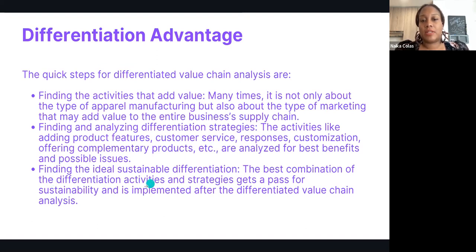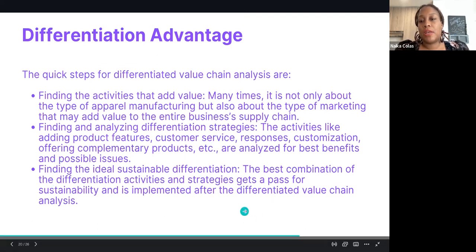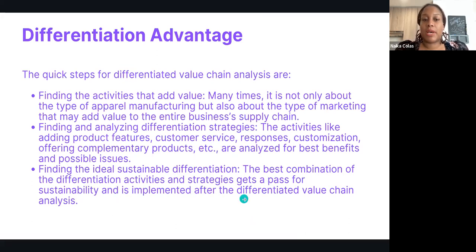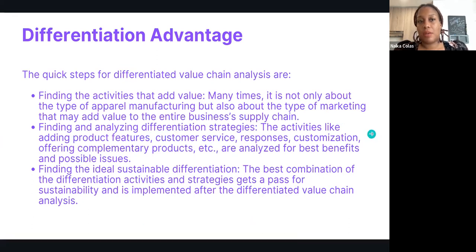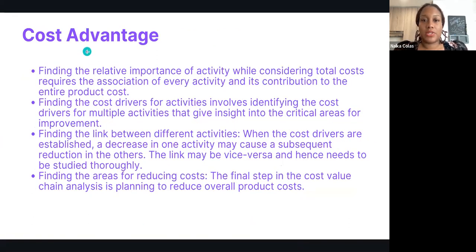And then finding the ideal sustainable differentiation, the best combination of the differentiation activities and strategies, gets a pass for sustainability and is implemented after the differentiated value chain analysis. So there's two different ways. Again, this is a cost advantage: finding the relative importance of activity while considering total cost.